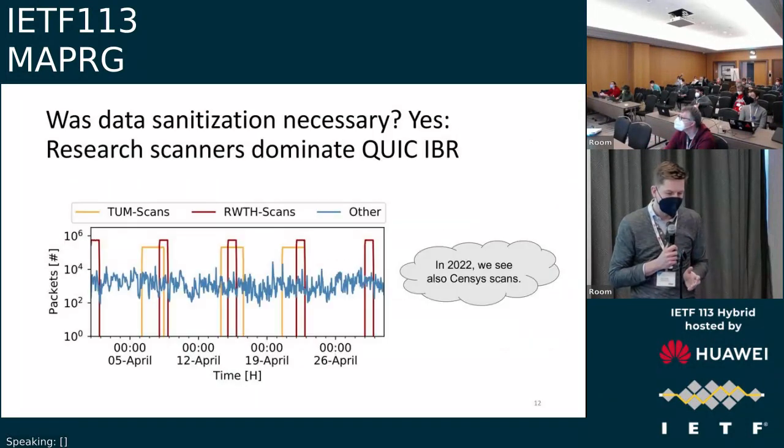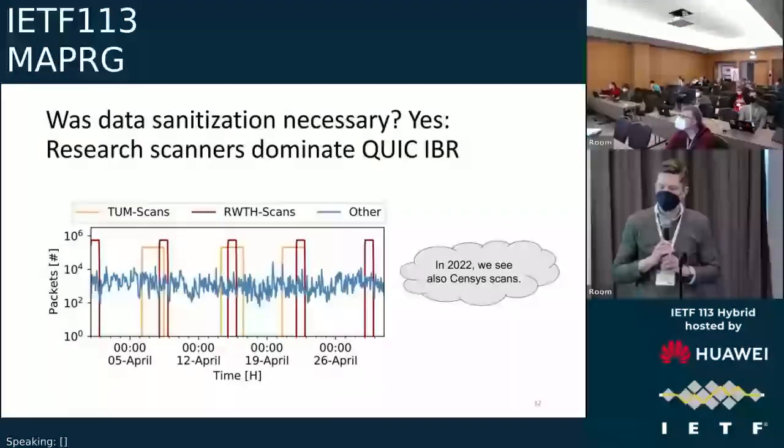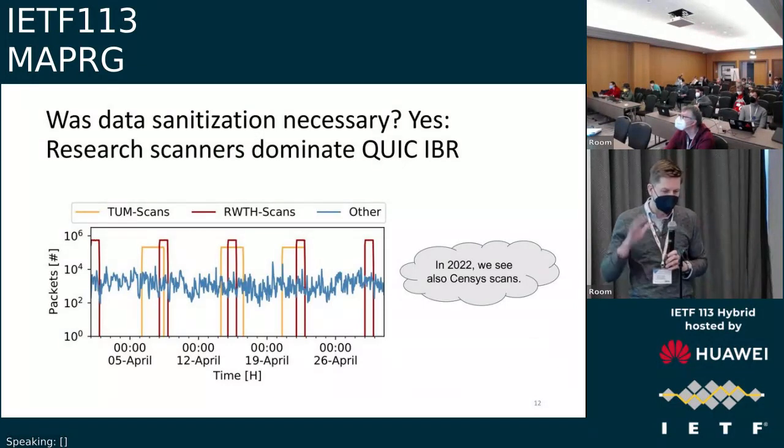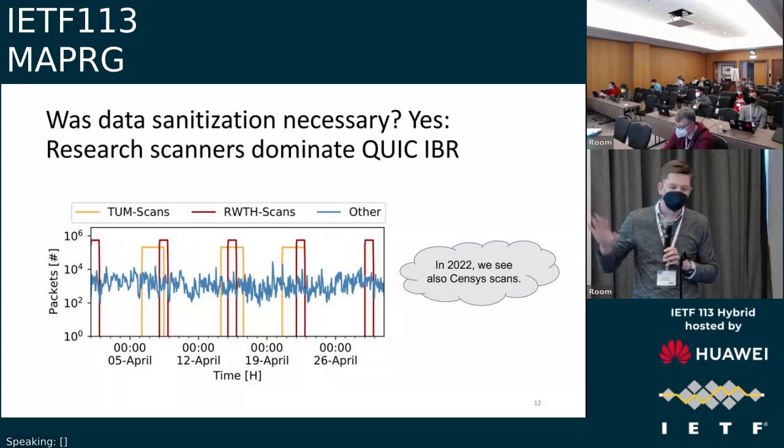Okay, next slide. What you see here is a high-level view on the traffic that we captured. On the x-axis, you see the time, and on the y-axis, the number of packets. And we saw two heavy scanners, which were from TUM, we heard about it, and the other one was from Aachen.